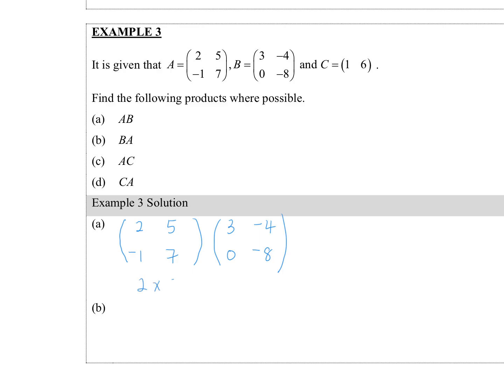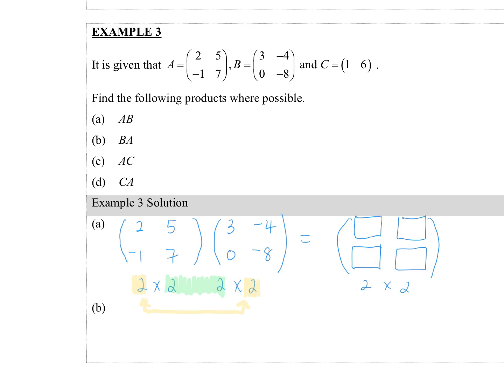is a 2 by 2 matrix. I need these two to match, which they already match. Right? So my final answer must be a 2 by 2 matrix also. So I go and put in my final answer, and I know I must have 4 entries because it's a 2 by 2. So I write all this down first so I know where to fill in my blank.